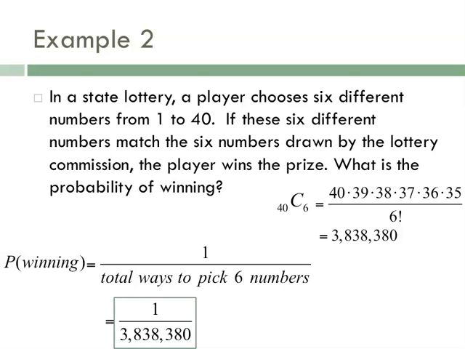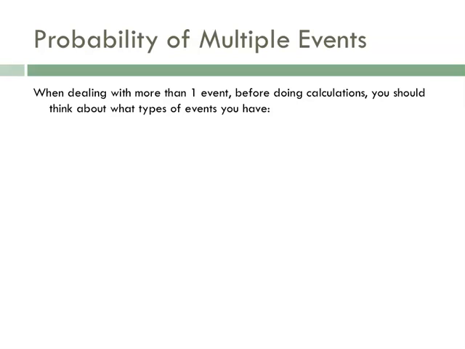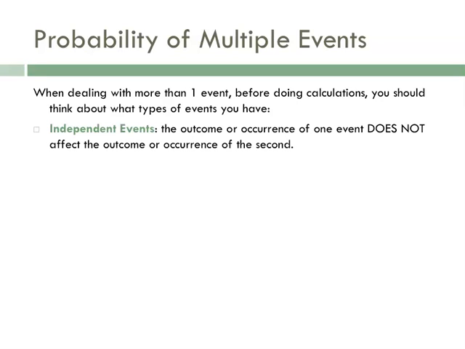Okay, let's talk about some big concepts when it comes to talking about probability of multiple events. So when you're dealing with more than one event, before doing calculations, you should think about what types of events you have. So for example, you could have independent events. This is where the outcome or the occurrence of one event does not affect the outcome or occurrence of the second. Okay, so no matter what happens in the first event, it doesn't affect what happens in the second event. Those are what we call independent events.